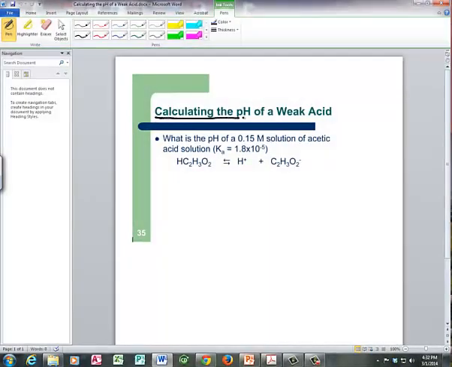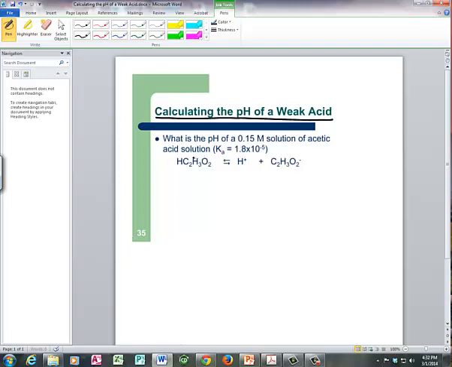Calculating the pH of a weak acid. Now, you remember that weak acids only partially ionize in solution, and that distinguishes them from strong acids, which virtually completely ionize in solution. So what does that actually mean on the atomic molecular level?